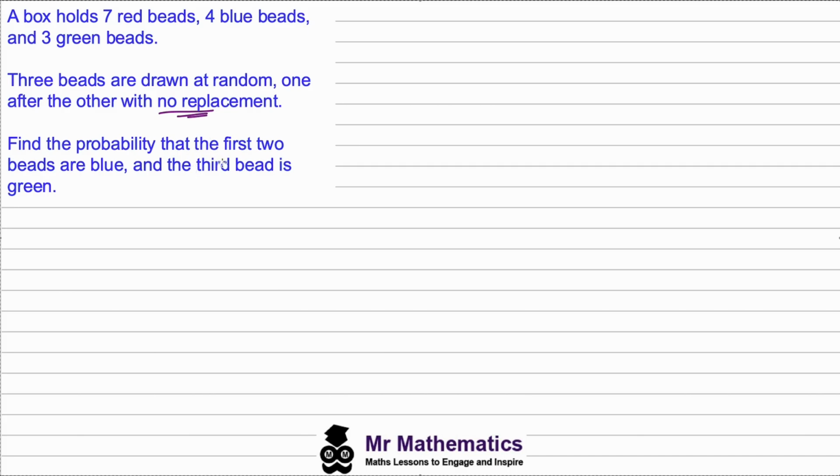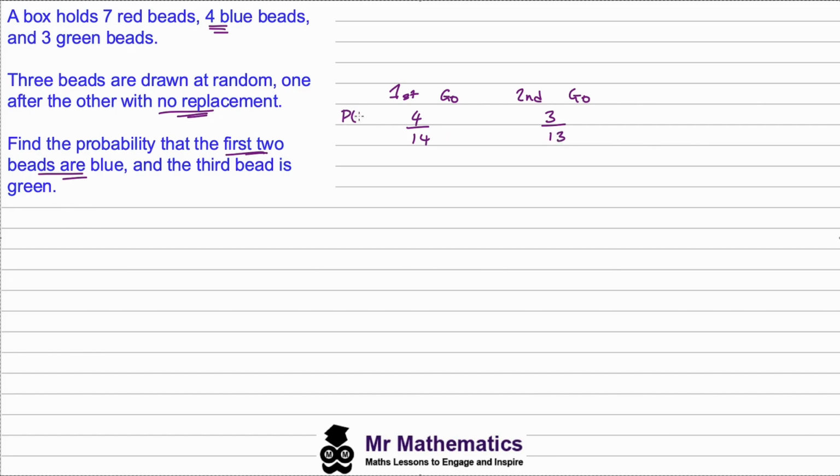Okay, so welcome back if you had a go. So rather than drawing the complete tree diagram, we want the probability that the first 2 beads are blue. And we can see that we've got 4 blue beads. So in our first go, we've got 4 out of a possible 14 beads. And then in the second go, she's taken out 1 blue already, so there would be 3 left. And there would be 1 less bead because it hasn't been replaced. So that would be 3/13.